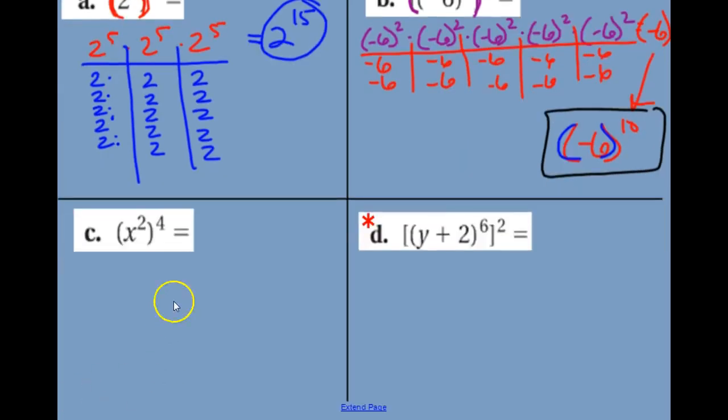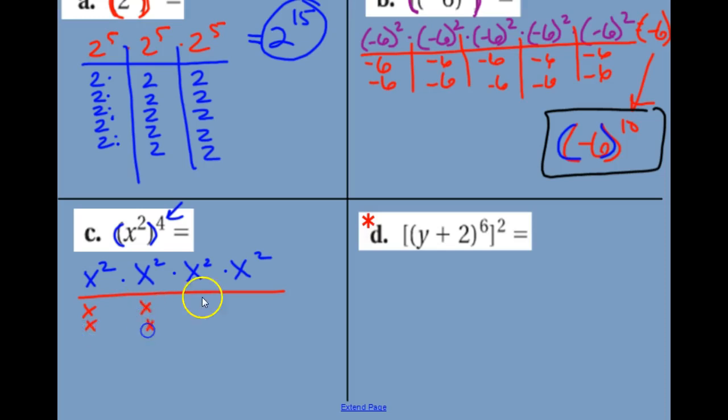Let's move down to the third one. We're going to write whatever is in parentheses on the outside 4 times. We have x squared, x squared, x squared, x squared. So hopefully you know each of these x's. This is x squared, or x times x. This is x times x, x times x. So total we have 2, 4, 6, 8 x's. X to the power of 8.